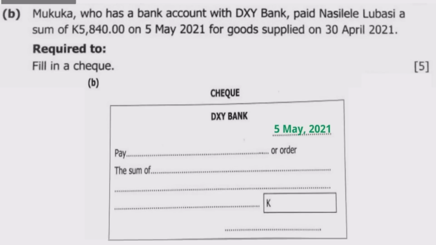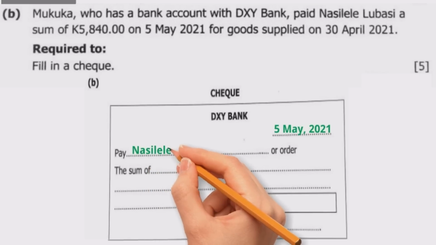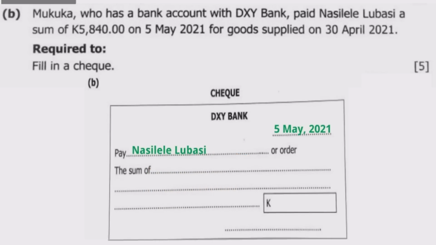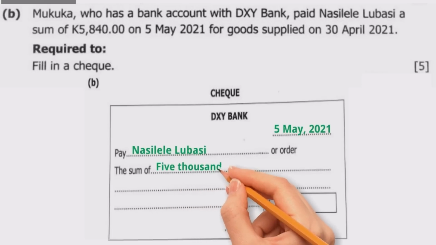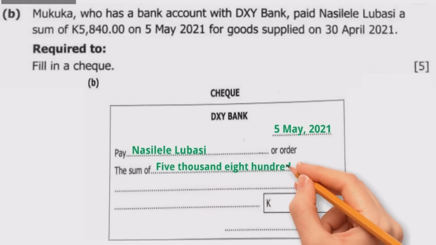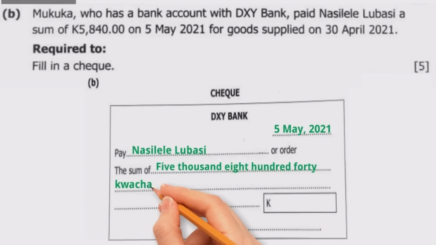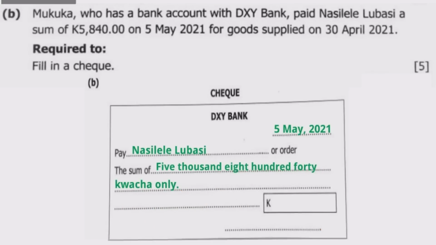Then on pay, whom are we paying? We're paying Nasilele Lubasi, so we write Nasilele Lubasi there. Then the sum of, so how much are we paying? Here we write in words. We are paying Nasilele 5,840 kwacha only. That's what you write, just like the one I've written.